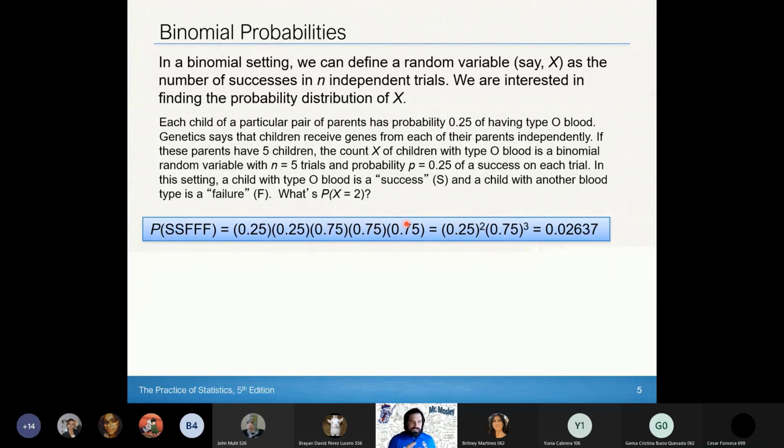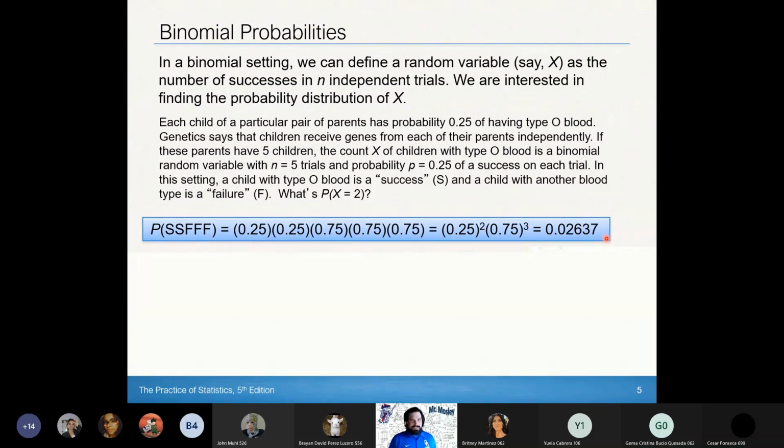And we could look at this in a tree diagram if we wanted. We have a child born, they have success or fail. Then after that one, success or fail, and we can follow that tree diagram and we get this multiplication. We have 0.25 squared times 0.75 to the 3rd power, or cubed, and we get 0.02637.